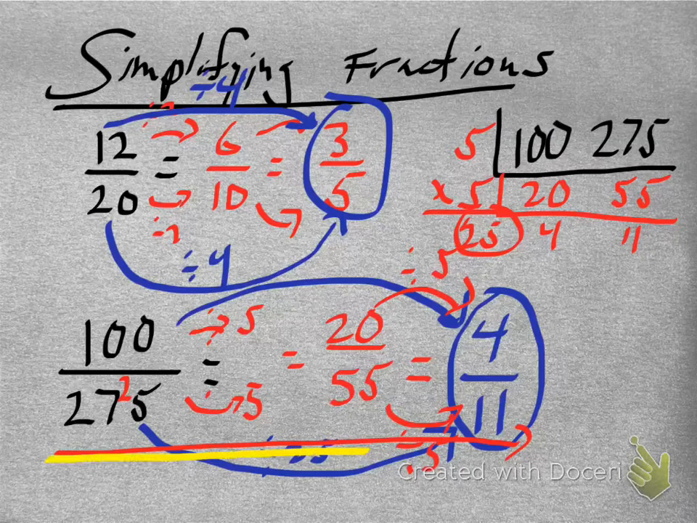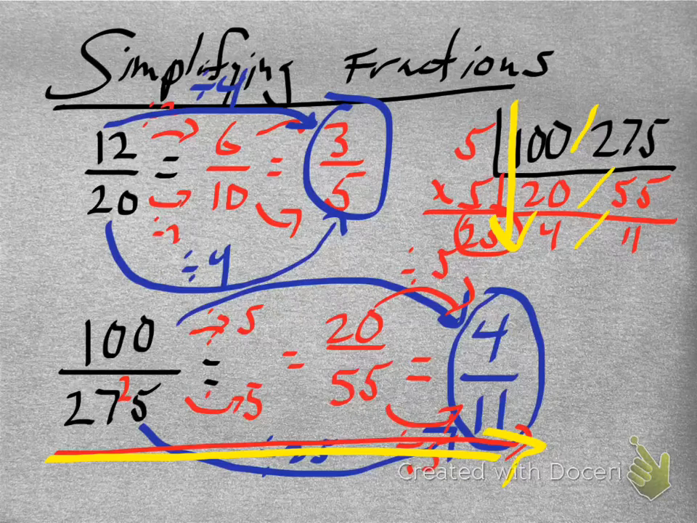let's change it to yellow. If you go across here, that's basically just like going down here, right? You can think of these fractions. This is 100 divided by 275. This is 20 divided by 55, and this is 4 divided by 11. So that's how the GCF and reducing go together.